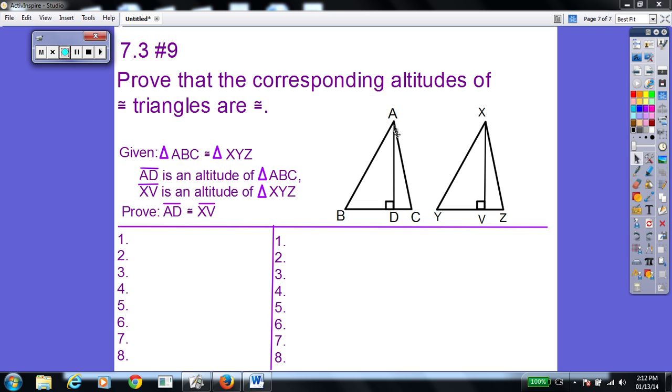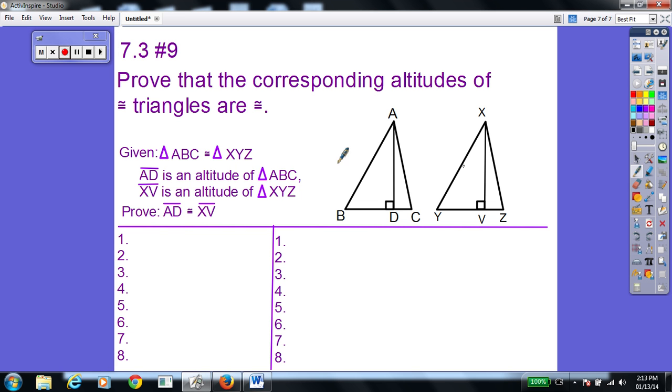So I drew some congruent triangles, and labeled them, and I even made them face the same direction. Labeled them A, B, C, and X, Y, Z, and then drew in the altitude from the top vertex, and I drew an altitude down to the opposite sides. So we've got corresponding altitudes here and here. So we're given congruent triangles, we're given corresponding altitudes. We're going to prove that those altitudes are congruent.